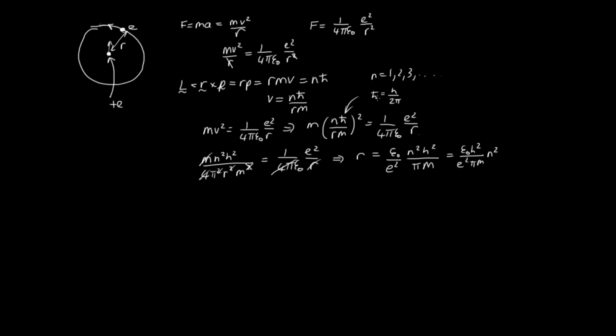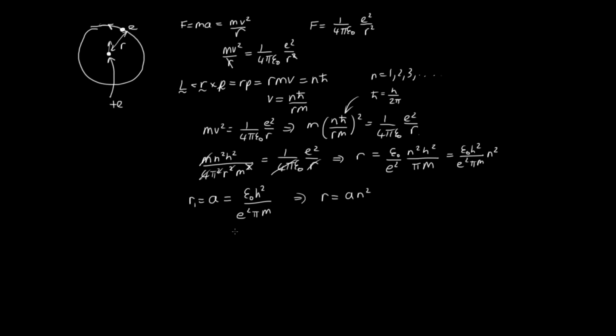So we have different orbitals corresponding to these different n's that are allowed. We'll call our first orbital r1. We'll give it a special symbol a, and this is known as the Bohr radius, and this is equal to the radius when n is equal to 1. So this is equal to epsilon naught h squared over e squared times pi m. And then we'll have other radii which scale as n squared, so we can write r is equal to a, which is this thing, times n squared.